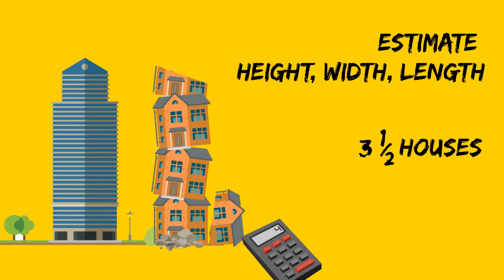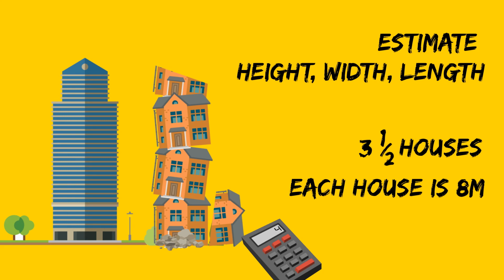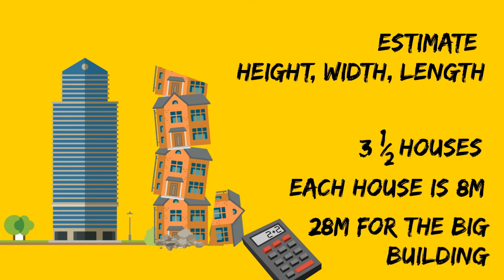So, having visually estimated that the height of the big building is the same as about 3.5 houses, and knowing each house is about 8 metres in height, we can just work out 3.5 times 8 is 28 metres for the office block. So we just worked out the height of an office block just using the height of a door.